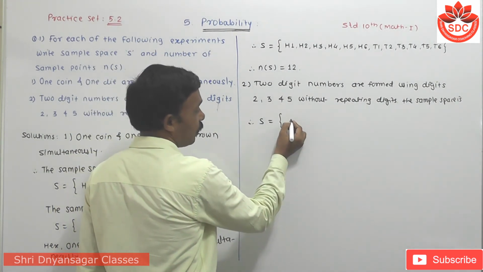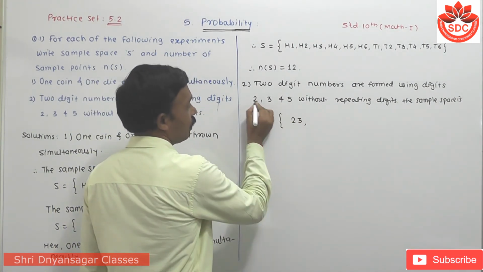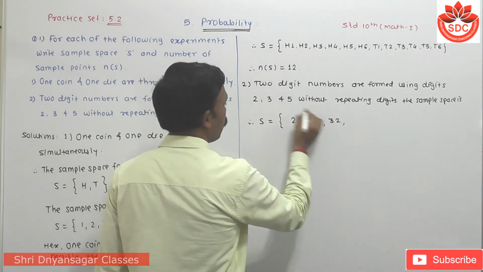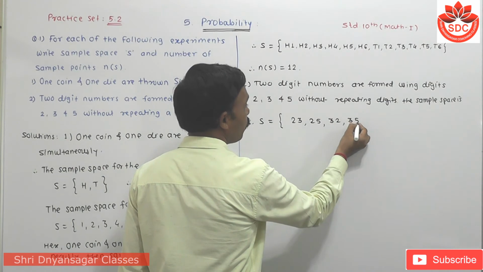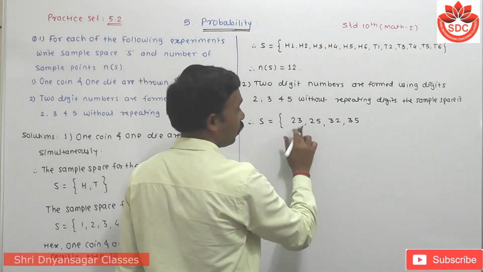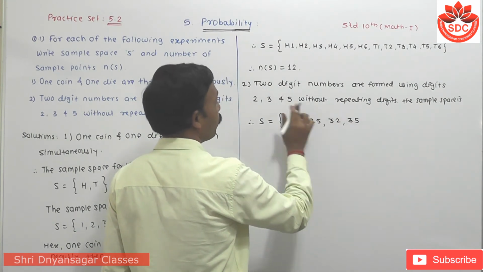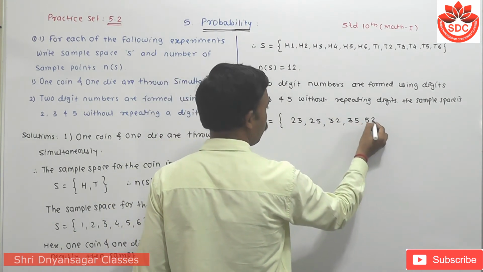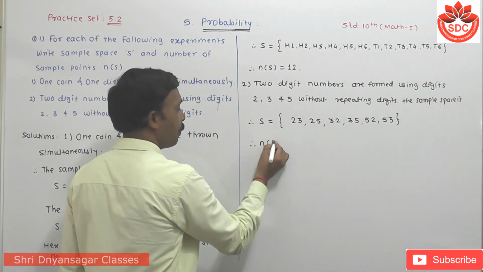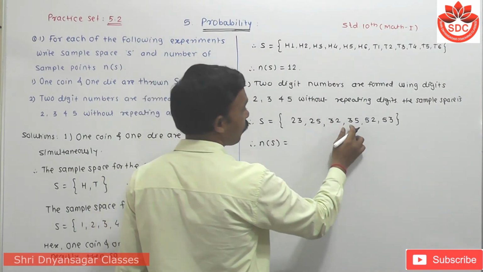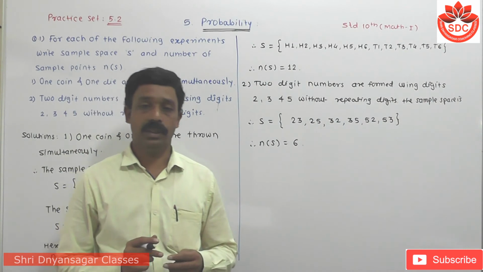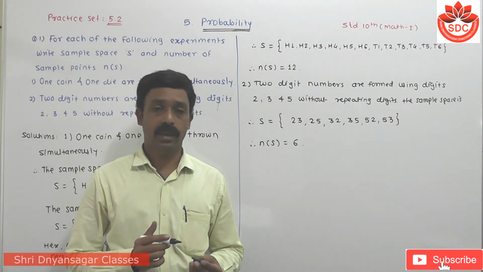Two-digit numbers: here 23, then 25, then 32, then 35. Without repetition means you cannot take 33, 22, 55. So 23, 25, 32, 35, then 52 and 53. Therefore, the number of sample points is 6. This is our answer to the given question. Can you understand this? Okay, we take the next question.